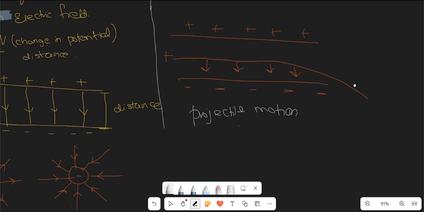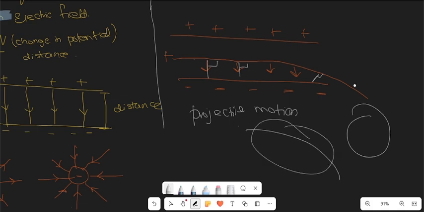It's not circular. Why? Because the angle here is 90, here the angle is 90, but here the angle is not 90 anymore. So it's a projectile motion, and it's not circular, it's only a projectile. So it goes like this, it does not go like this, it goes like this.